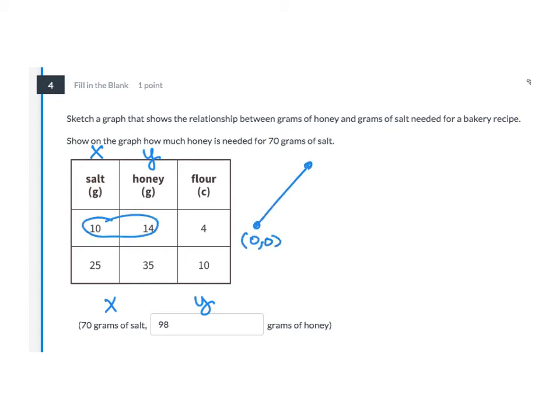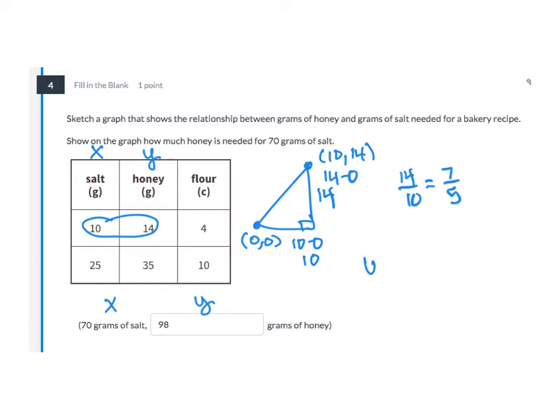We're going to do 10, 14 as a second point. Let's find our vertical. So our vertical is up and down. That is our 14. Our horizontal, because that's 14 minus 0, which is 14, horizontal is 10 minus 0, which is 10. So our slope is 14 over 10. Let's reduce it down. I can take a 2 out of all of those, and it's 7 over 5. So the equation for this graph is y equals 7 over 5x.